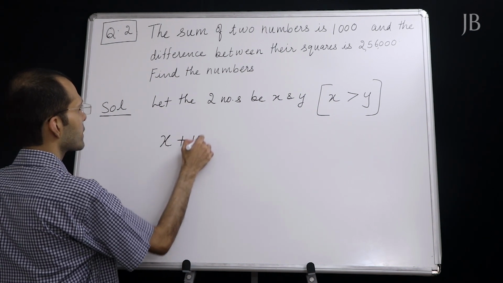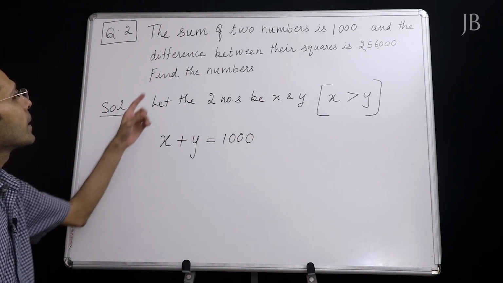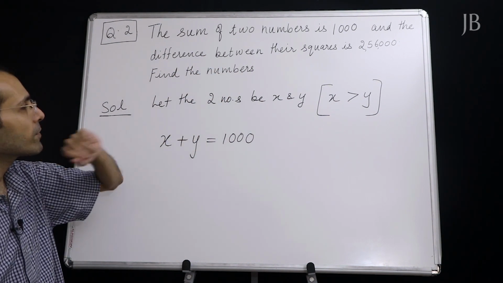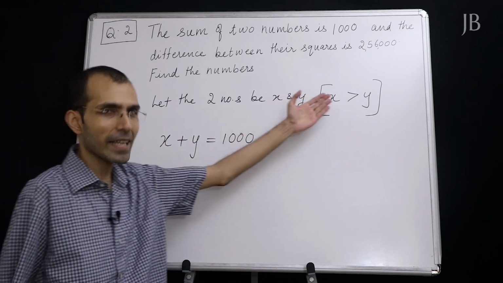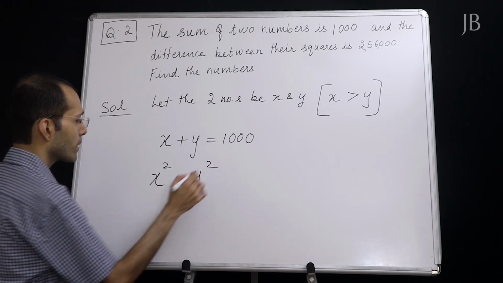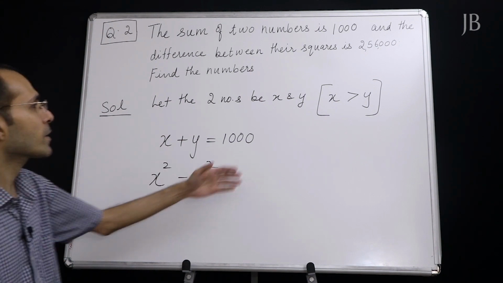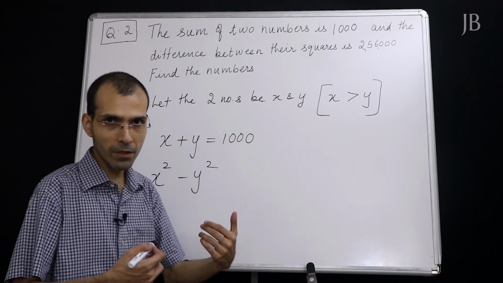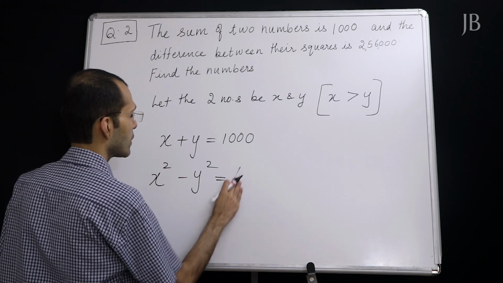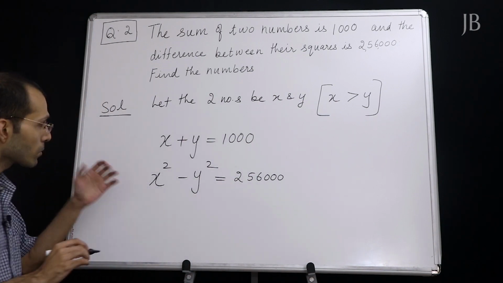Okay, now sum of the two numbers is 1000. So first equation is x plus y is equaling 1000. And the difference between their squares is 2,56,000. So which one is the bigger? We have taken x. So it will be x square minus y square. We have to take x first because I have said x is greater than y. So the bigger one will have to come first. This is equaling 2,56,000.